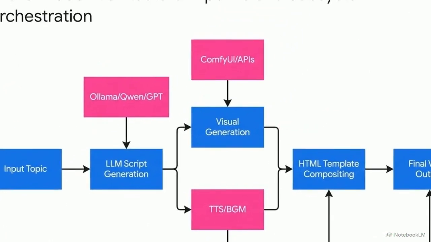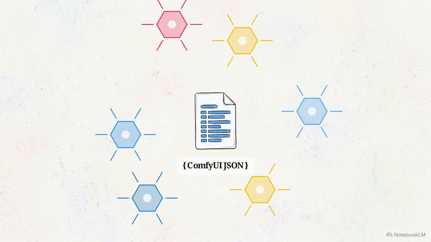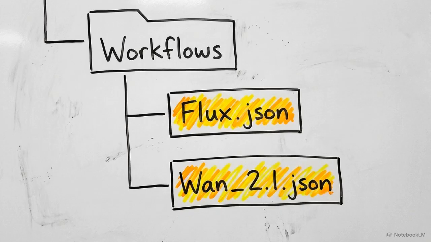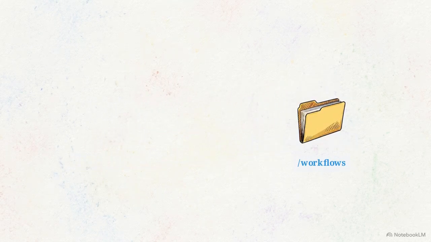This stage supports dynamic routing. The payload can be directed to a local ComfyUI server, a cloud-based ComfyUI instance like RunningHub, or directly to proprietary media APIs. By relying on ComfyUI JSON configurations, the system abstracts the visual generation logic. Engineers can integrate new foundation models like Flux or WAN 2.1 simply by dropping a new JSON workflow map into the project directory, bypassing core code-based modifications.